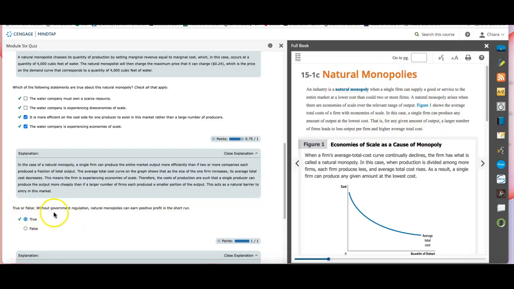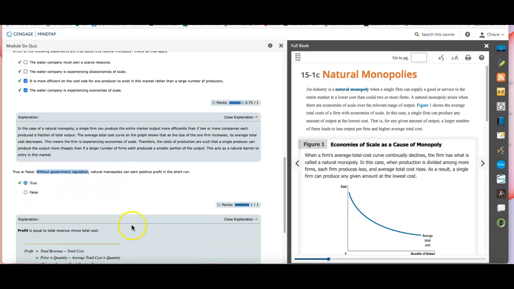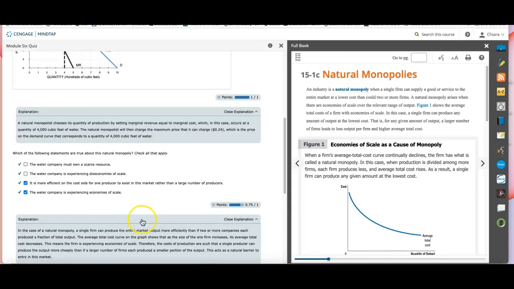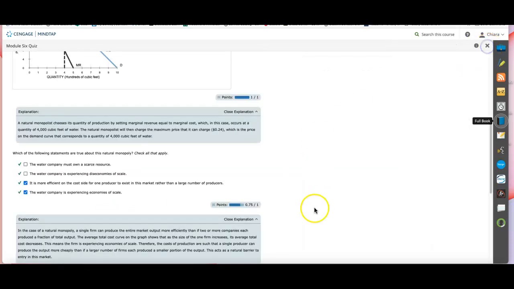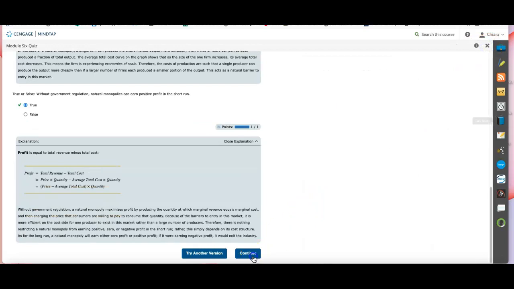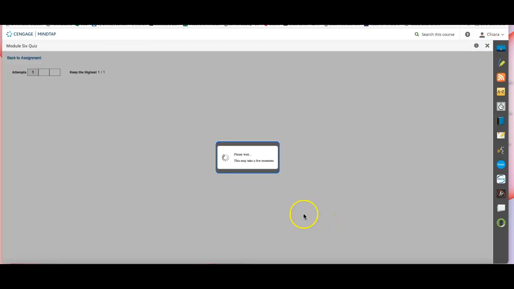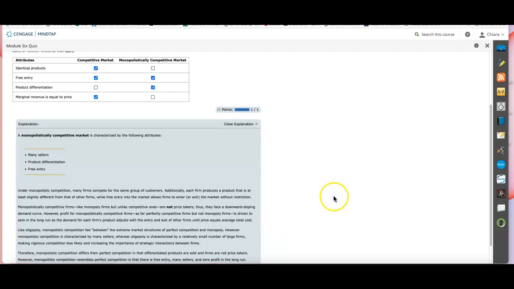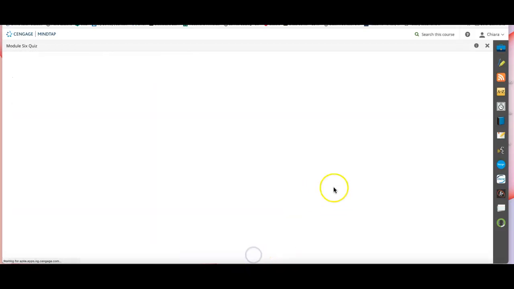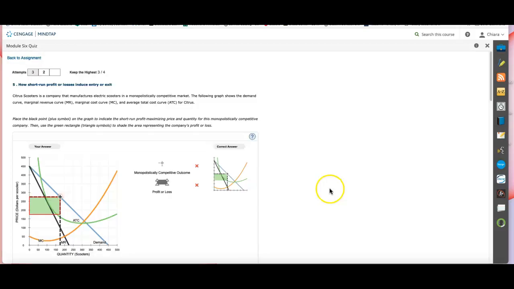The next one is: without government regulation, natural monopolies can earn a profit in the short run. That is true without government regulation. Sometimes the government intervenes and imposes some price constraints on the natural monopolist, which might affect its profits. So we can close this and continue to the next question. I'm not going to answer question number 4 because it's entirely conceptual. I'm going to skip to question number 5. So question number 5.